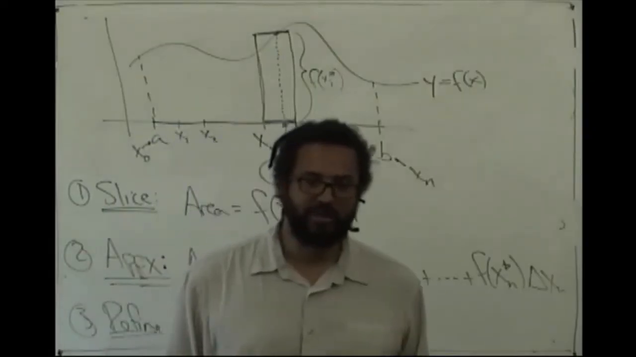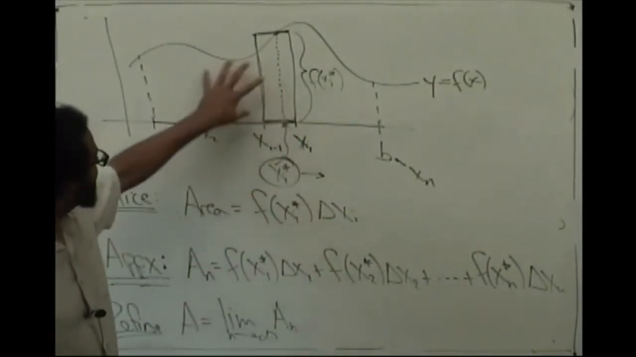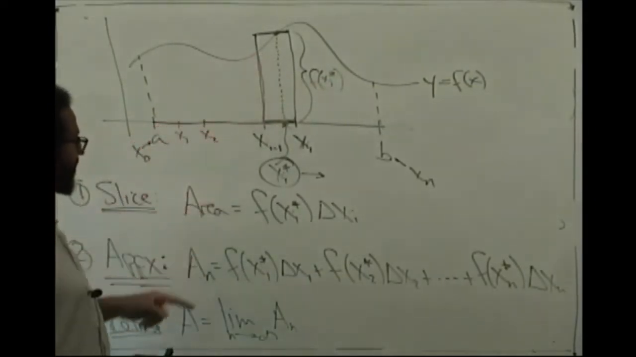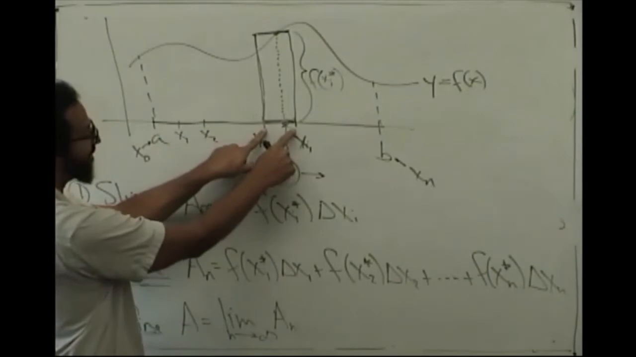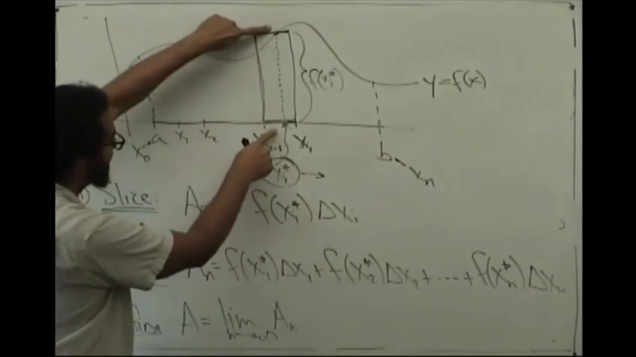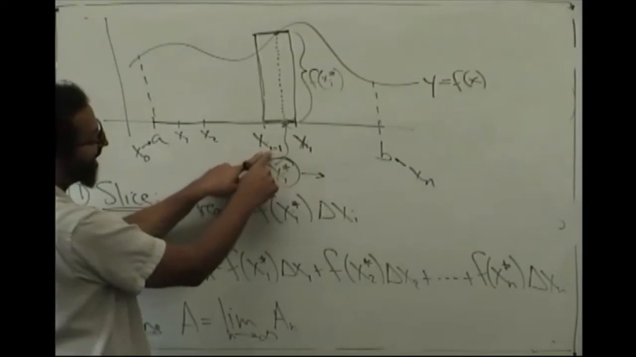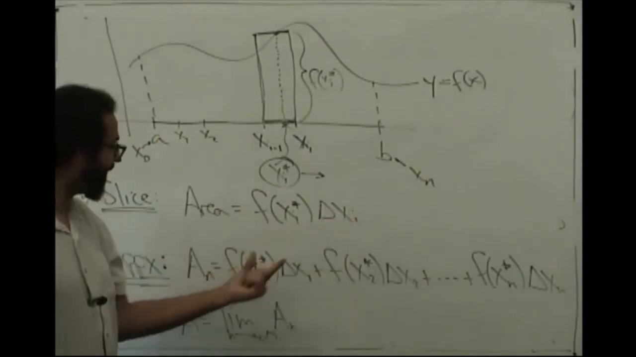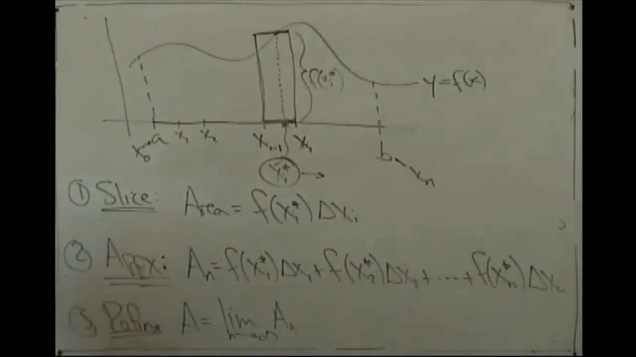Now that we see what the slice part of this method gives us: take a slice out of this region, and that's the ith rectangle. So remember, the height is: choose some sample point in the ith subinterval and plug it into the function. That gives us the height. And then the width is just whatever x sub i minus x sub i minus 1 is, and we called that delta x sub i. So it's the width times the height. That gives us the area of the ith rectangle, or the slice part.